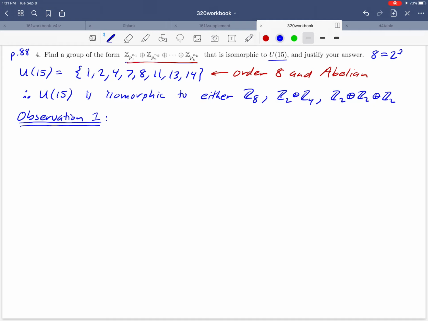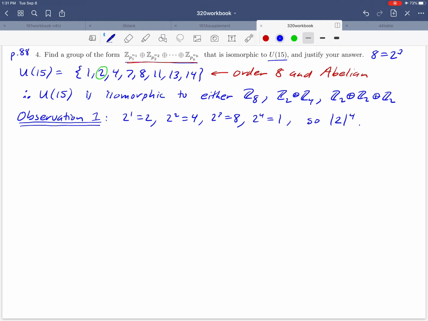So what I'm going to do is to start with the element 2 in U15, and just calculate its order. If we take 2 to the first, we're going to get 2. 2 squared is 4. 2 cubed is 8. And then 2 to the fourth would be 16, but 16 mod 15 is 1. So in this particular group, 2 to the fourth is equal to 1. And so what we've convinced ourselves then is that the order of 2 is 4.